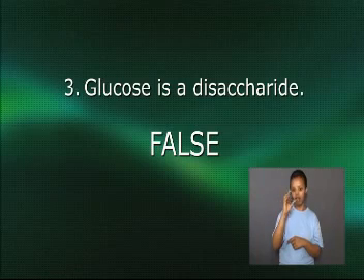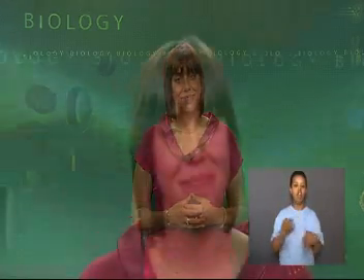Great work today, everyone. We have reached the end of our lesson. Today, we reviewed organic molecules and learned about carbohydrates. We discussed the 3 categories of carbohydrates: monosaccharides, disaccharides, and polysaccharides.